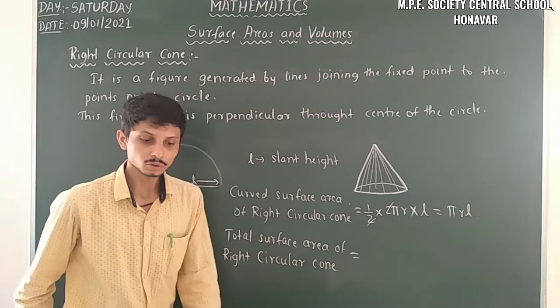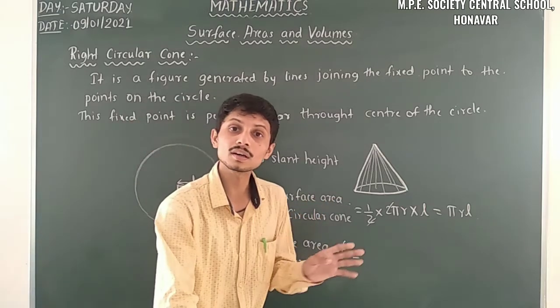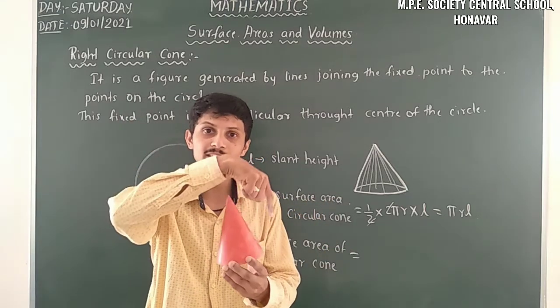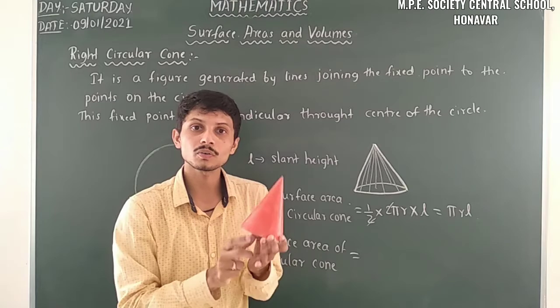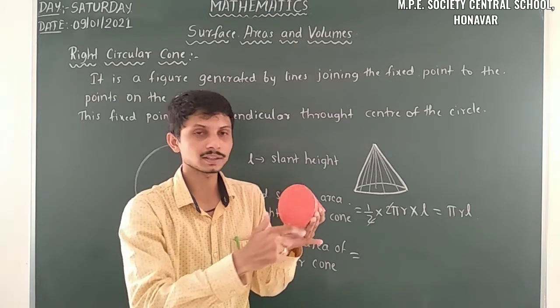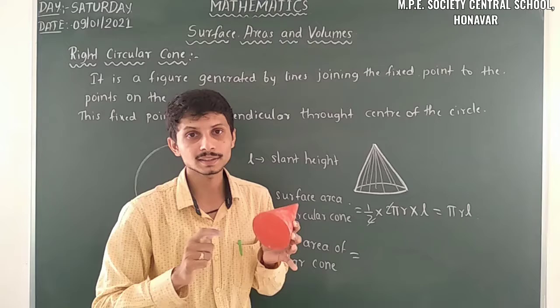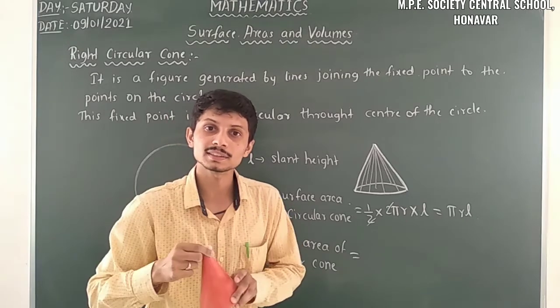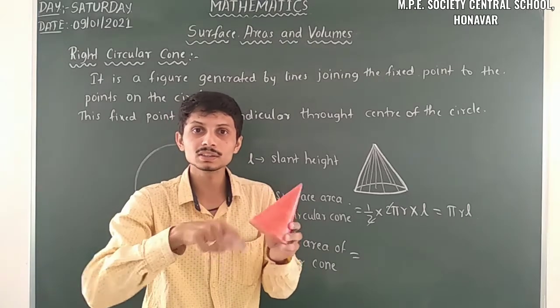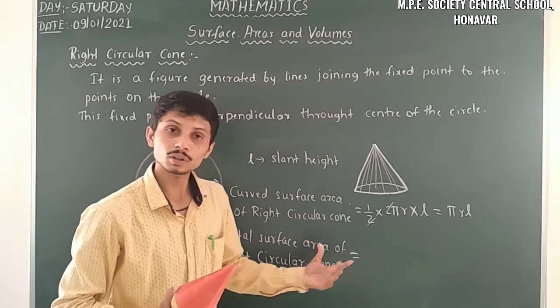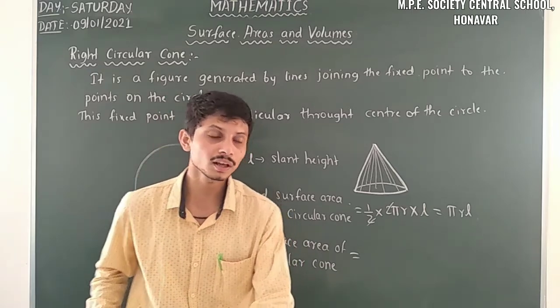Here we already know the curved surface area. So what is the remaining part here? The remaining part is the base circle. What is the area of the base circle? That is pi r square, and the curved surface area is pi r L. So when we add these two, we can get the total surface area of the right circular cone.